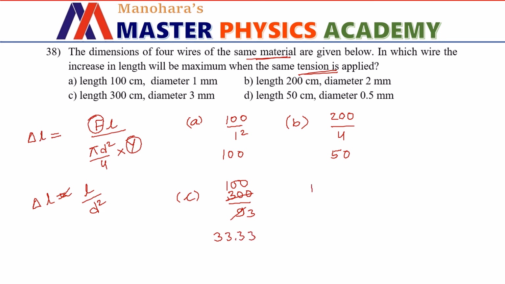In option D, the length is 50 centimeter divided by the diameter, which is 0.5. Squaring that we'll be getting 0.25. So 0.25 means 1 by 4. So it is going to be 50 into 4, and 50 into 4 is equal to 200. So L by D square is maximum for option D. Hence the change in length will be maximum for option D, mentioned as length 50 centimeter and diameter 0.5 mm.